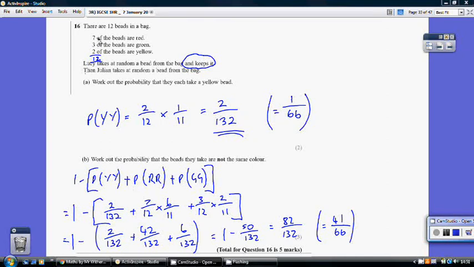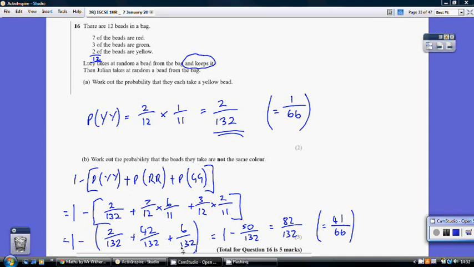Now what's the probability of a red and then another red? Well, a red with your first pick is going to be 7 out of 12, but then with your second pick would be 6 out of 11. So 7 over 12 times 6 over 11, top, top, bottom, bottom, that's 42 over 132. And then thirdly, what's the probability of a green and then another green? Well, that's going to be 3 out of 12 multiplied by 2 over 11, which is 6 over 132.